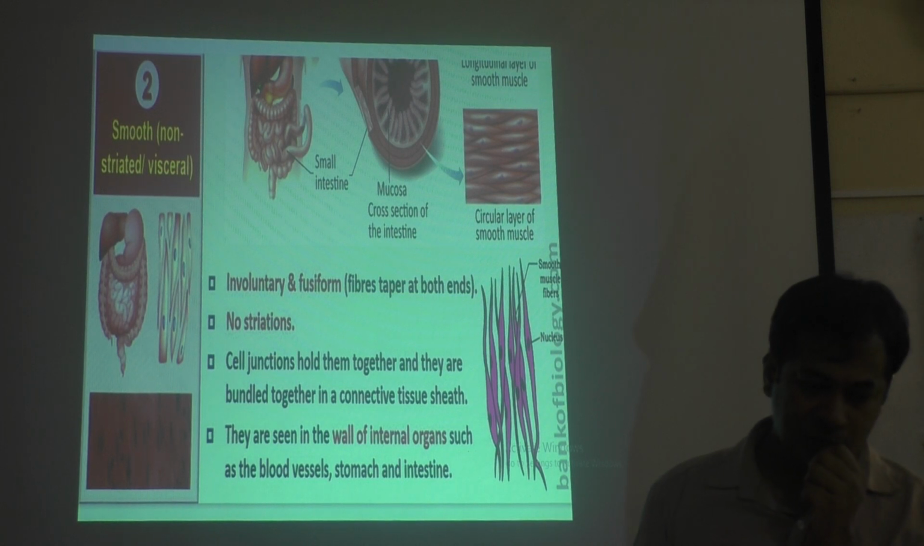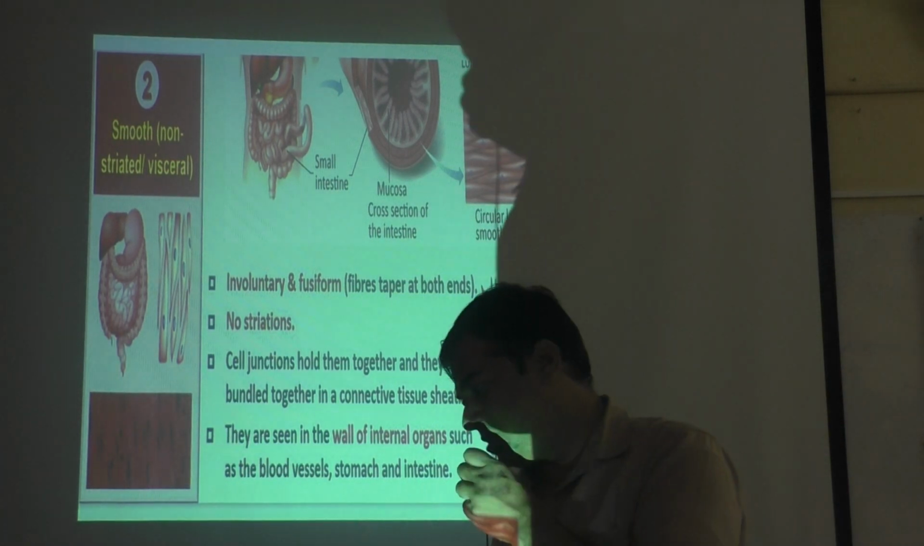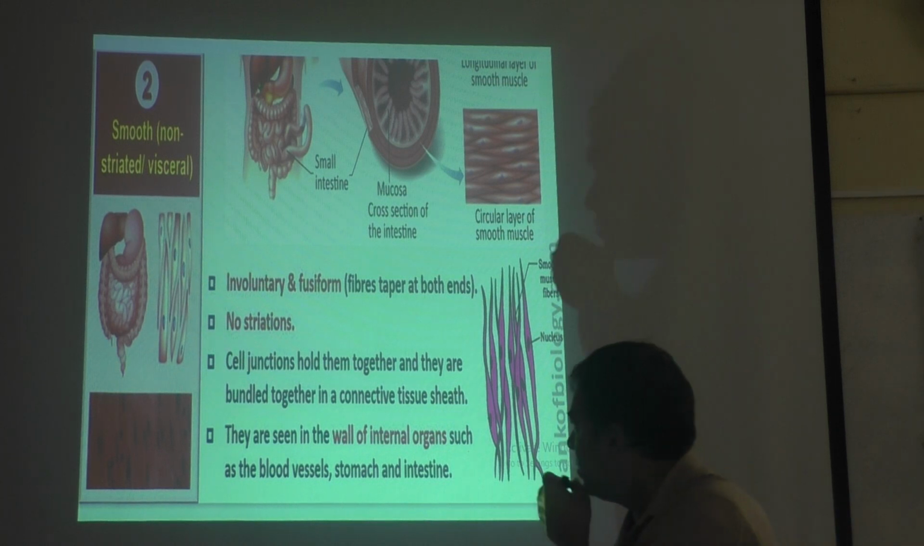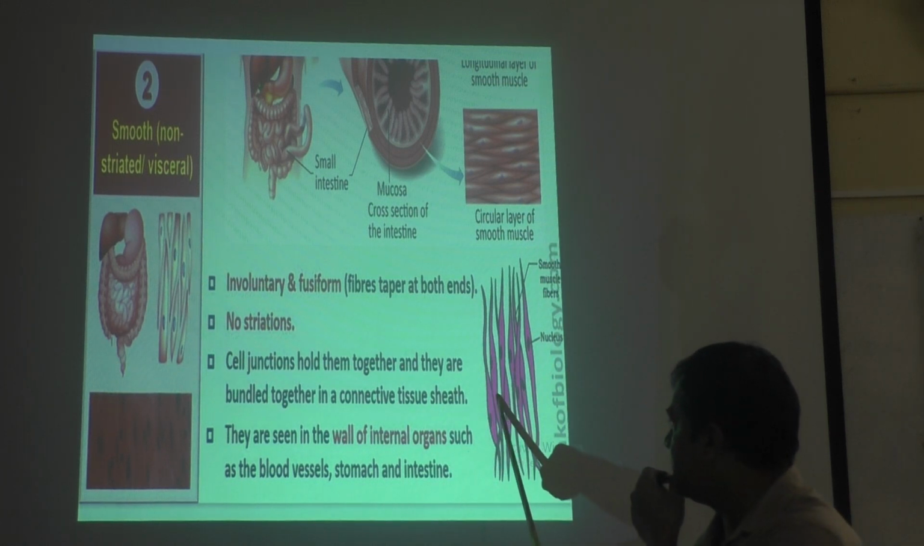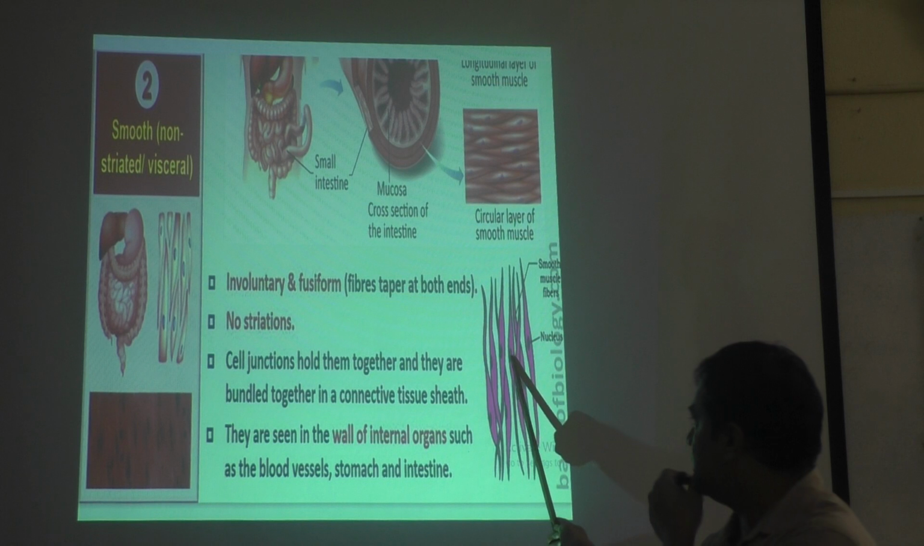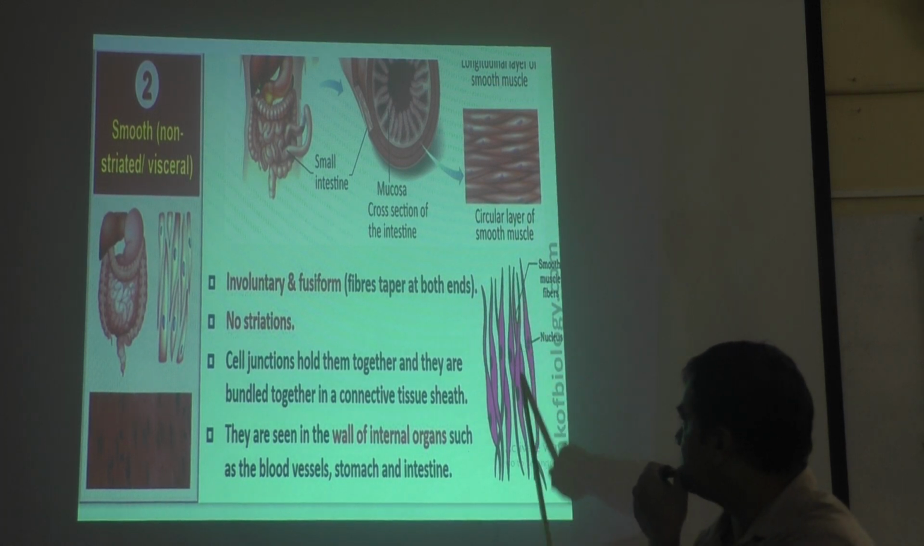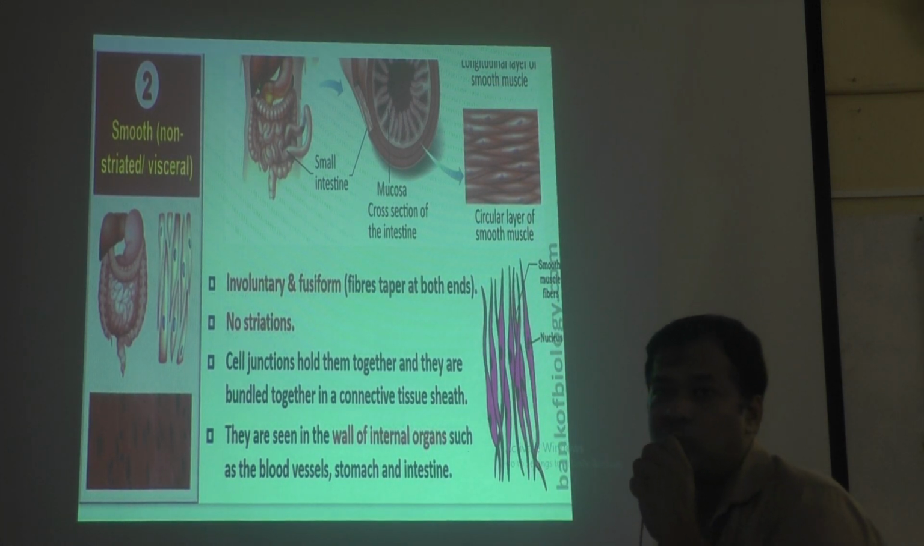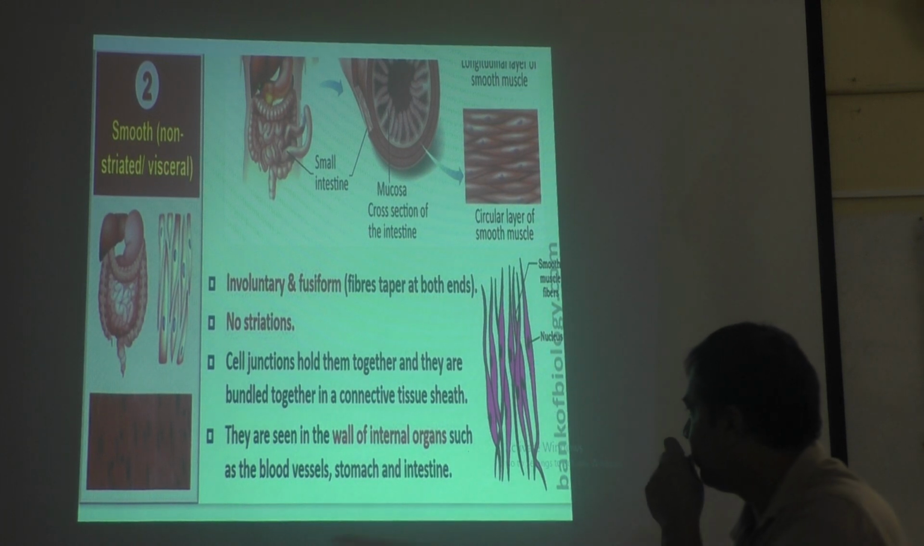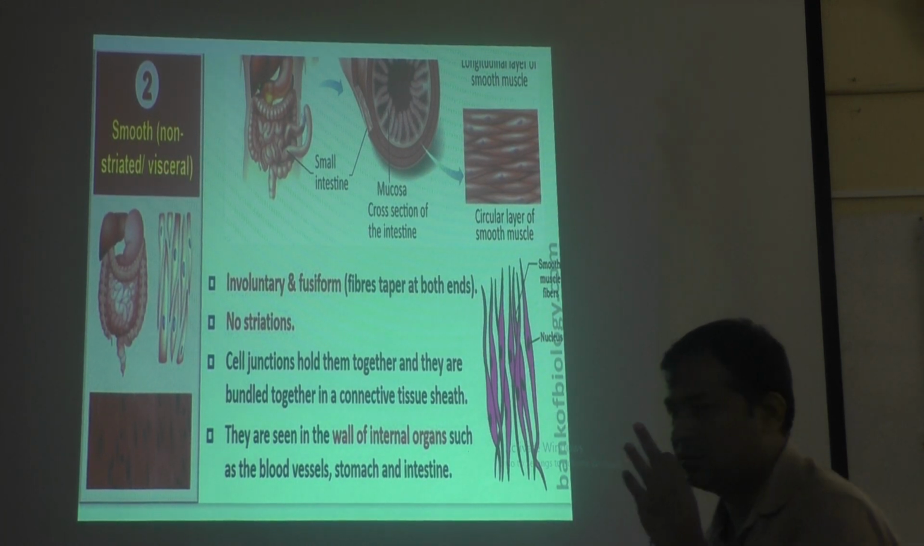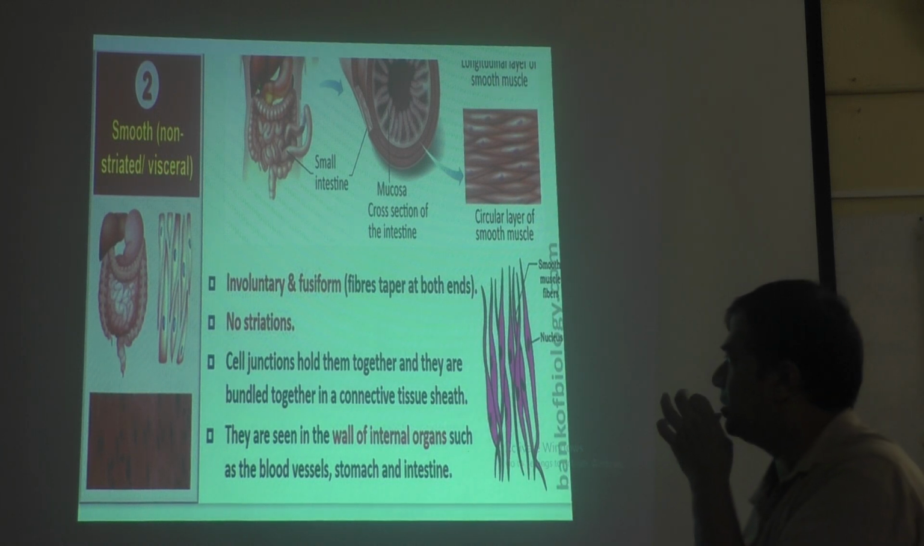Then the second one is smooth muscle, also called unstriated or visceral muscle. Non-striated muscle has no lines. The black dot you see there is a nucleus, and these are the smooth muscle fibers. You can see elongated cells with no striations, no lines on the muscle, so it is called unstriated.